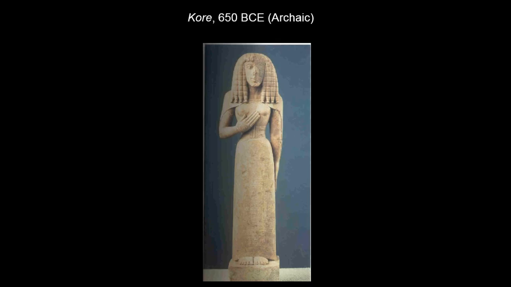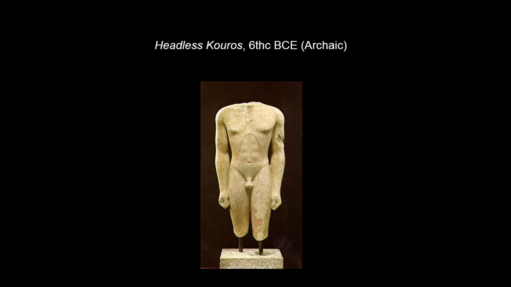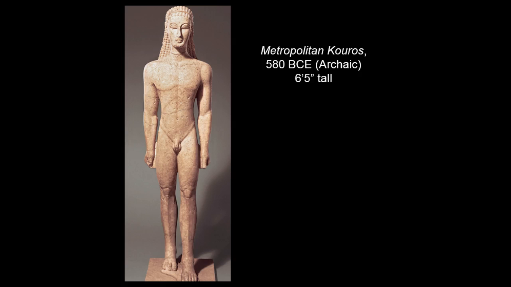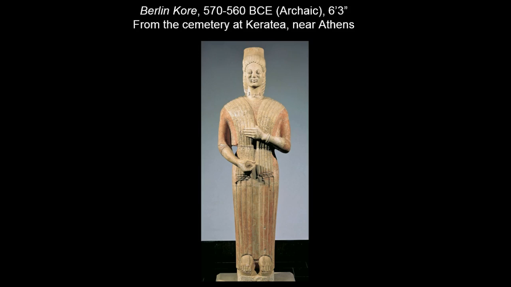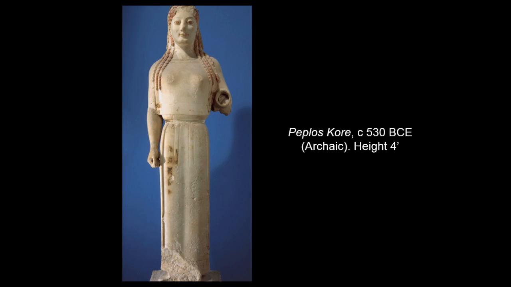Korei, which is plural of kori, which means girl, were always clothed, while kuroi, plural of kuros, which means boy, almost never were. This has led some to believe that they serve different functions. Kuroi and korei are found throughout the archaic period, and though they undergo some artistic changes over those 140 years, their general formats appear to have remained the same.